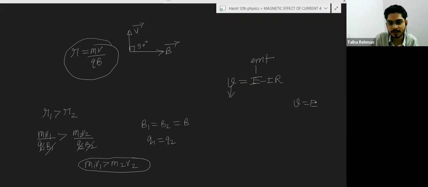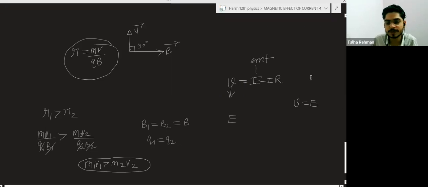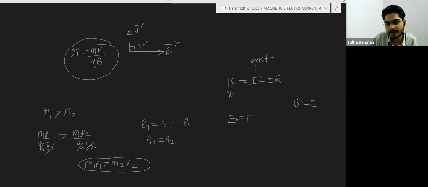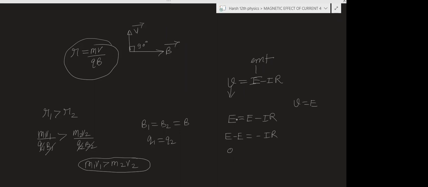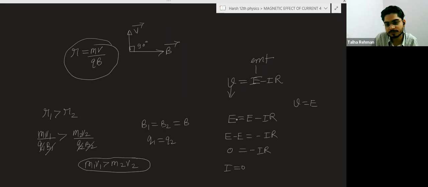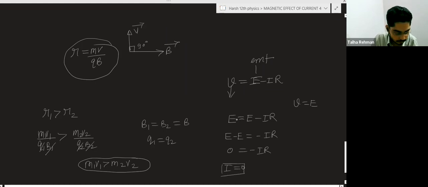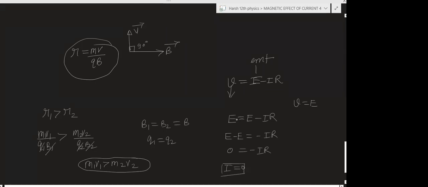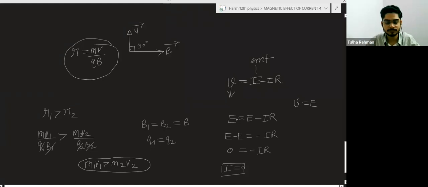So what will happen? Instead of V, you put the value E, and here is again E, and here is minus Ir. So E minus E is 0, and 0 minus Ir means your current will be 0. So no current is passing through the cell. Okay. Correct, sir.